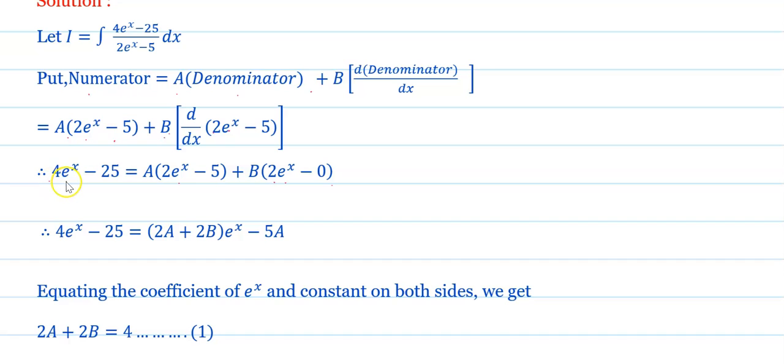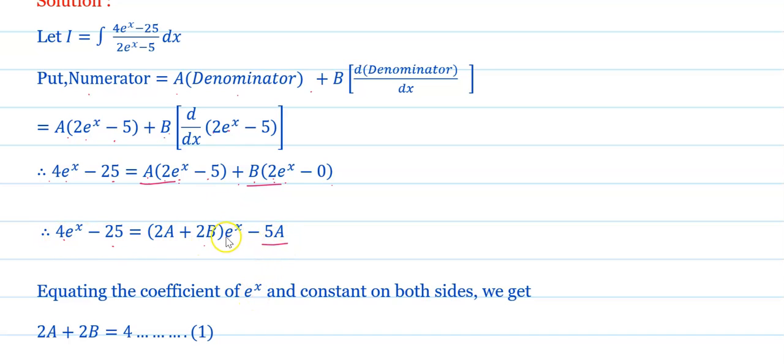Okay, 4e^x − 25, keep it as it is, equals a in bracket 2e^x − 5 plus b into 2e^x. Now we'll collect the terms of e^x. In the previous examples we collected the terms of sin x and cos x. Now here is 2a e^x and 2b e^x, therefore take e^x as common. Then in bracket you will get (2a + 2b) into e^x. What about the next? a into −5 is −5a.